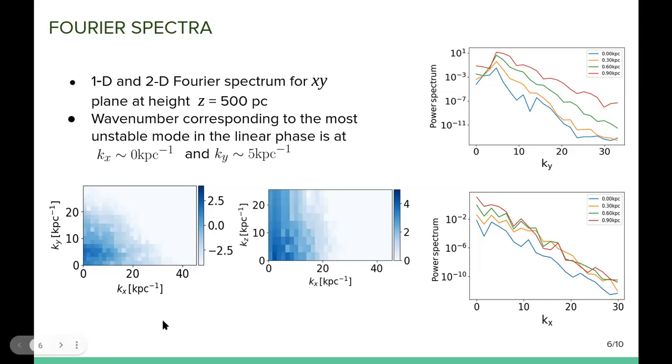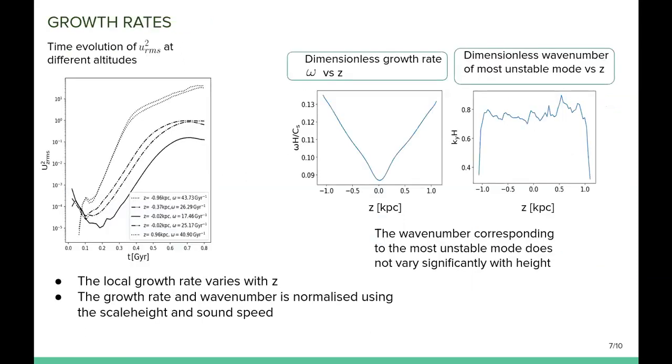So from these plots for this particular gravitational profile, we see that the most unstable mode corresponds to KY at around 5 inverse kiloparsec with the KX at around 0. This is at Z equal to 500 parsec. Before we plug this into any dispersion relation, we also need to understand the distribution of growth rates in the system. To do that, we look at the URMS squared value at different Z, so the evolution of this value at different Z. That is given in the left-hand side panel.